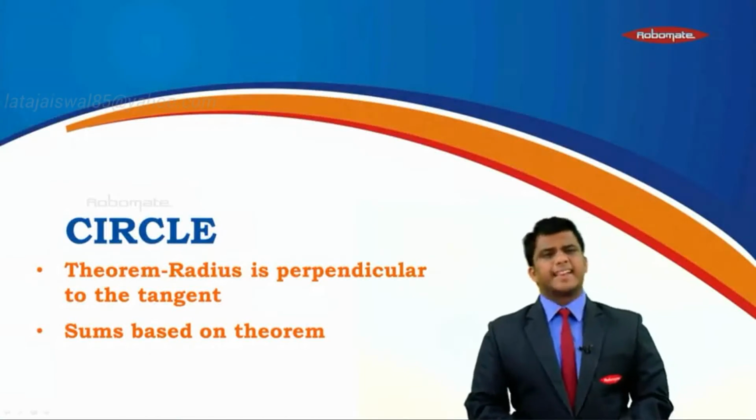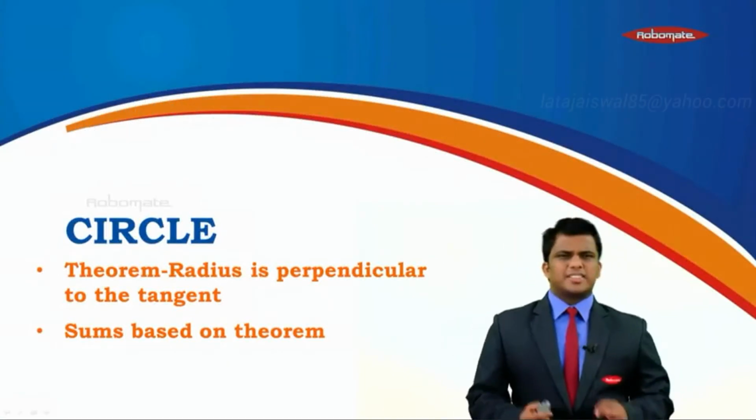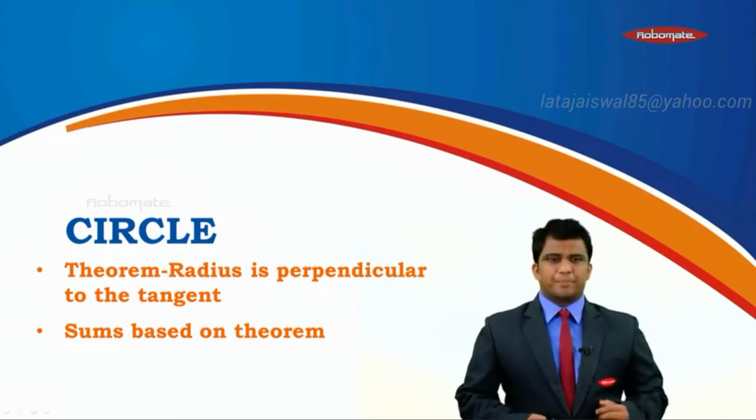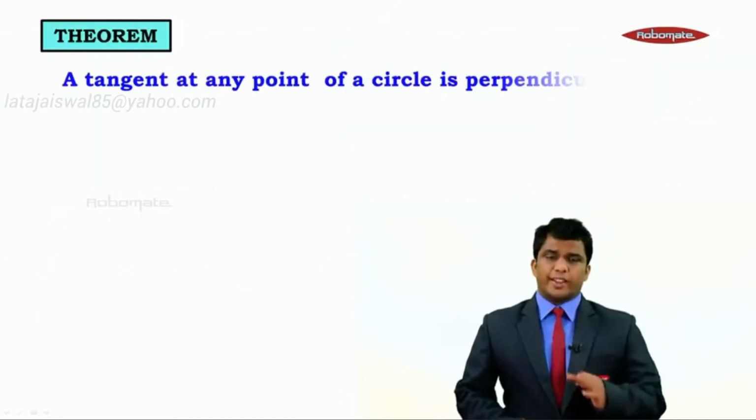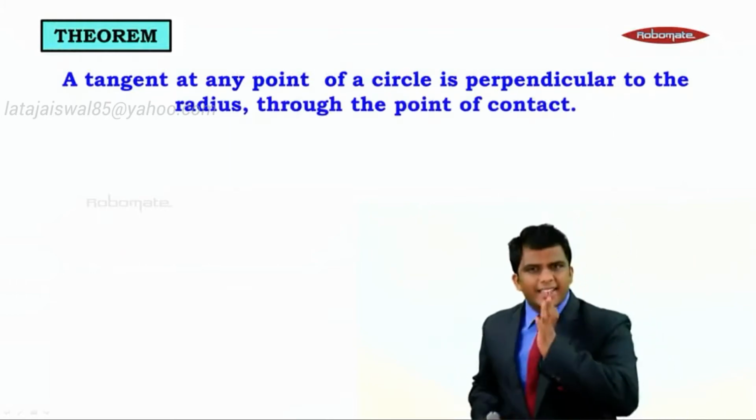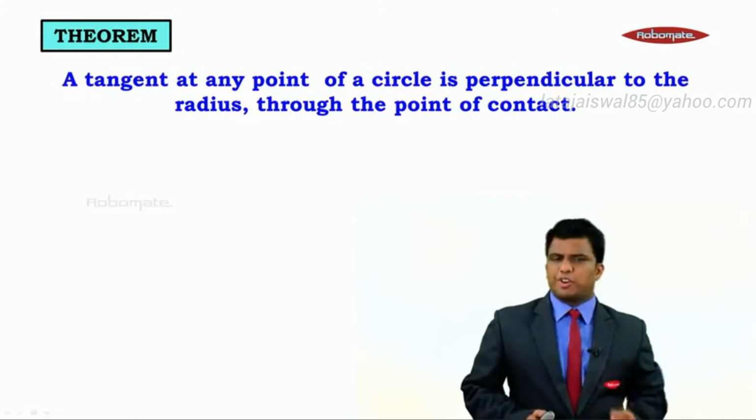Which is known as the radius is perpendicular to the tangent, and subsequently we are going to solve some sums based on the same theorem. So let's begin with the theorem. The statement for the theorem goes in the following way. It says a tangent at any point of a circle is perpendicular to the radius to the point of contact.